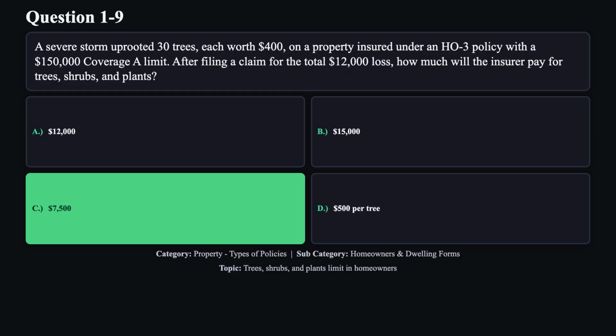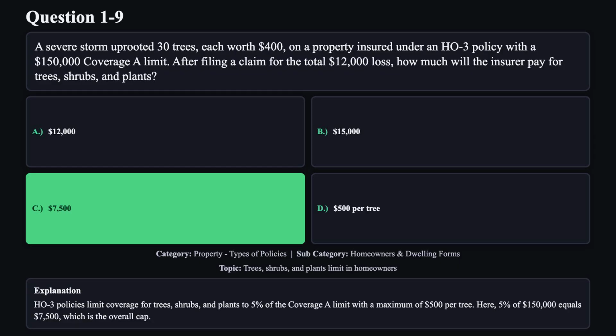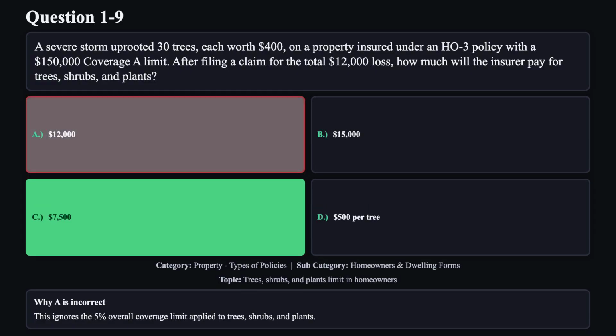The correct answer is C. HO3 policies limit coverage for trees, shrubs, and plants to 5% of the Coverage A limit, with a maximum of $500 per tree. Here, 5% of $150,000 equals $7,500, which is the overall cap. Reason A is not correct. This ignores the 5% overall coverage limit applied to trees, shrubs, and plants.